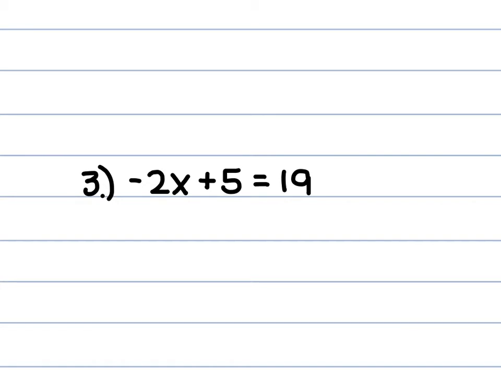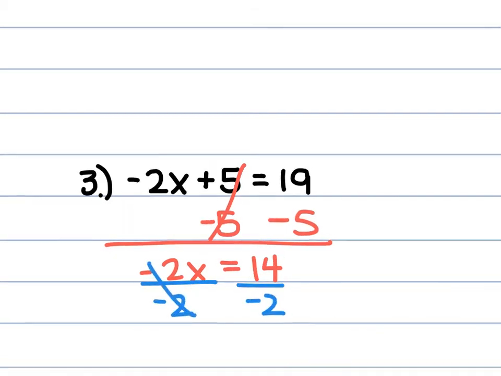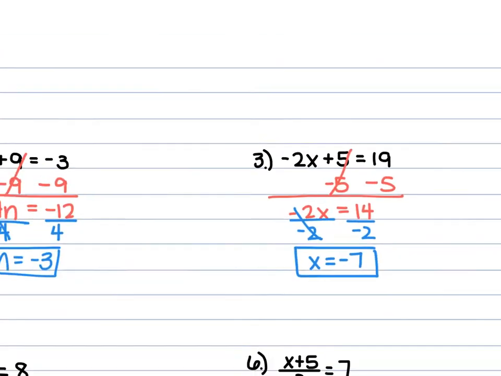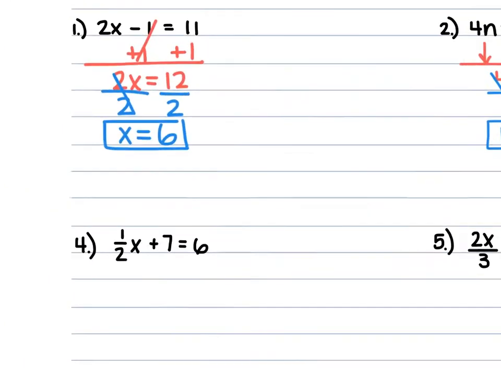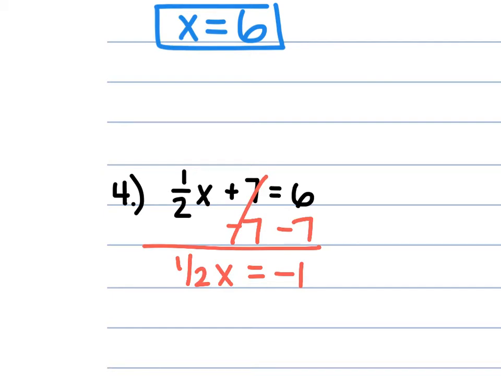If we look at 3, we have negative 2x plus 5 is equal to 19. We're going to subtract 5 from both sides, and we get negative 2x is equal to 14. From here, we're going to divide each side by negative 2, and we're left with x is equal to negative 7. For 4, we have 1/2 x plus 7 is equal to 6. We're going to subtract 7 from both sides and be left with 1/2 x is equal to negative 1. From here, the reciprocal of that 1/2 is 2. So if we multiply each side by 2, we're going to get that x is equal to negative 2.